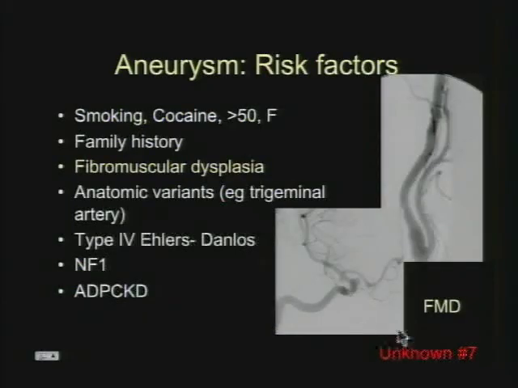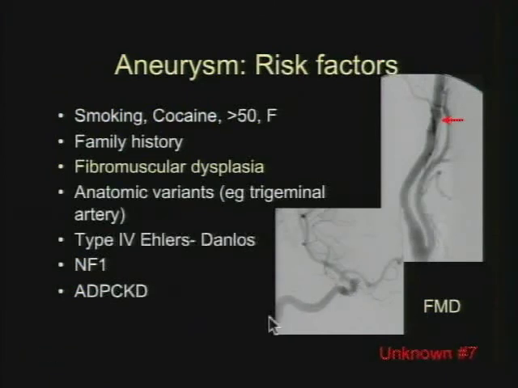So here's unknown case number 7. You can see that this is an injection of the common carotid artery. So we're seeing the cervical internal carotid artery. And of course, here's your external carotid artery. Remember, it will be branching in the neck, whereas the internal carotid artery will not. And you can see multiple areas of beading and dilatation, and this is fibromuscular dysplasia. And this is a risk factor for intracranial aneurysms. And when you look closely here, you see that the patient does have a supraclinoid intracranial aneurysm.